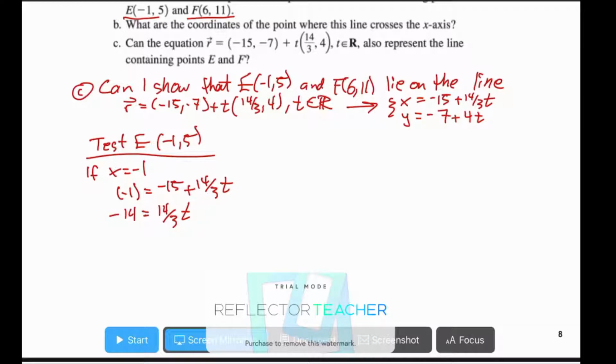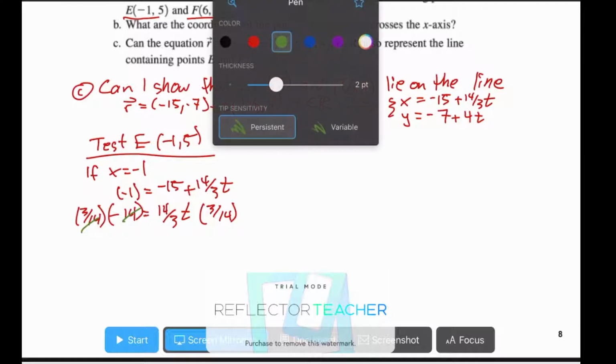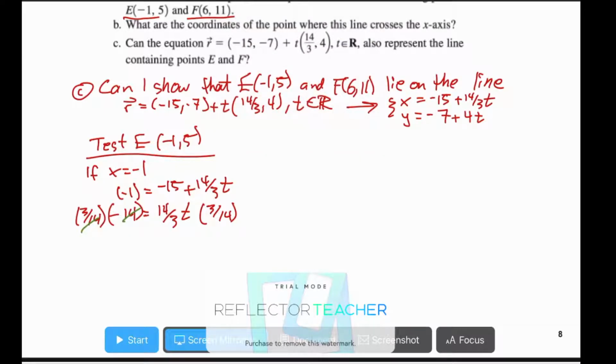In order to get rid of the 3 over 14, I'm going to multiply each side of my equation by 3 over 14. Normally I wouldn't show my work, but normally we don't work with fractions quite like this either, so it might be helpful to see that again. So 3 times 14 divided by 14, really our 14s are just going to cancel out, and we're going to be left with 3. Sorry, this is positive, because when I brought the 15 over, -1 plus 15 is 14. My bad. We fixed it already. So 3 is equal to t. All right, cool. So when x is equal to -1, t is equal to 3.